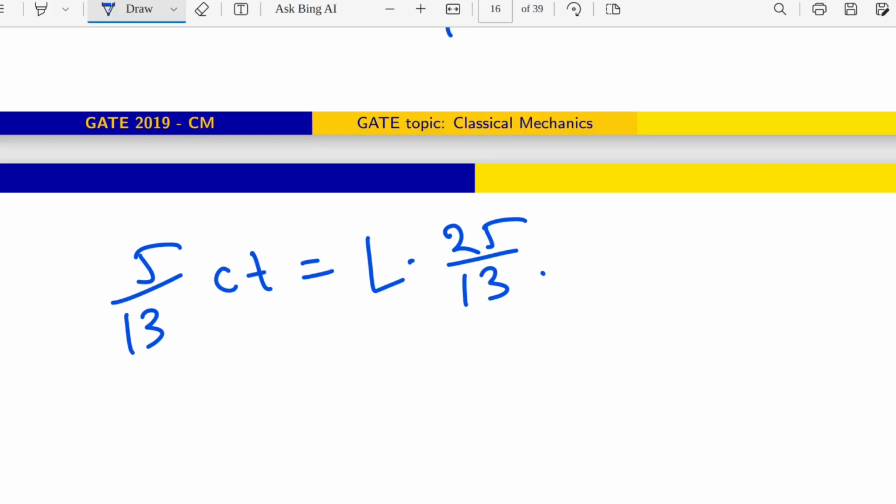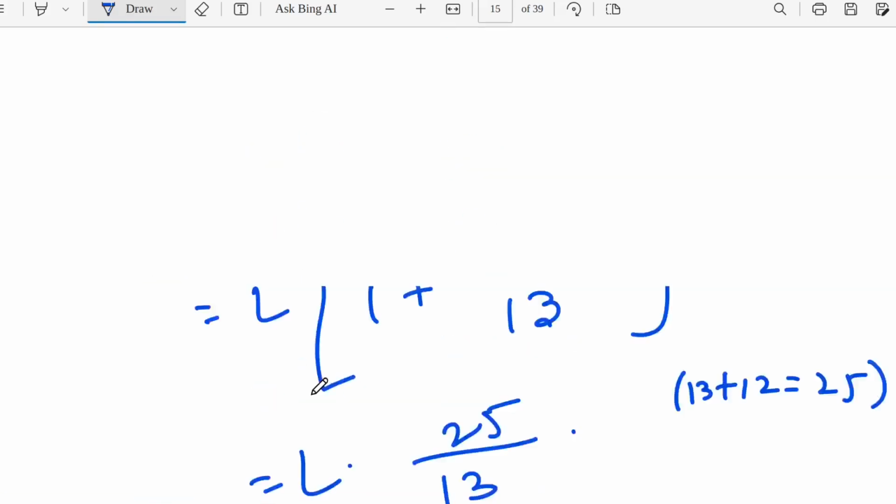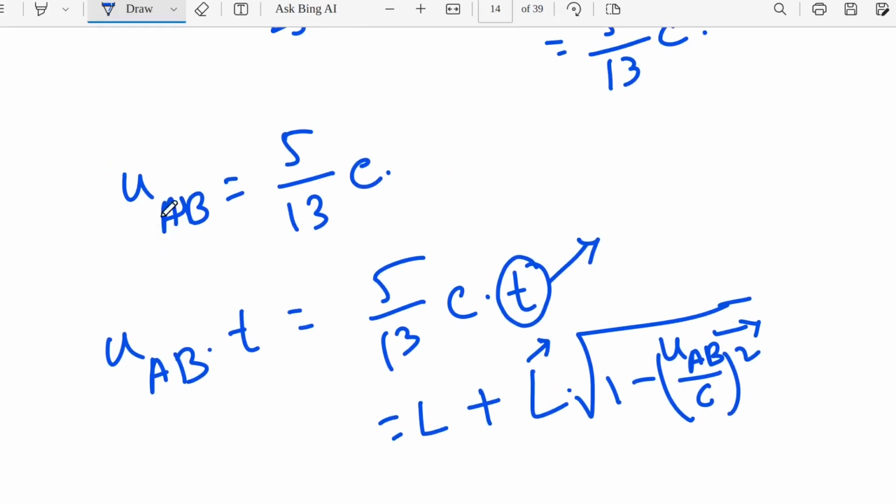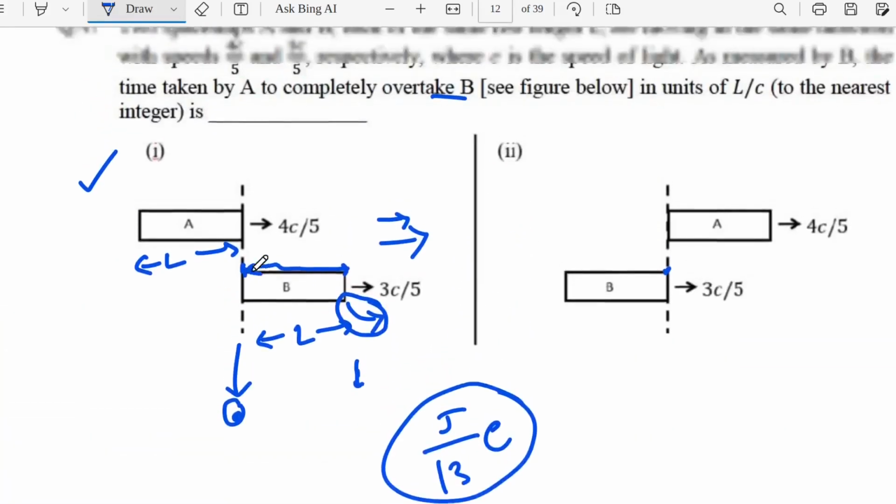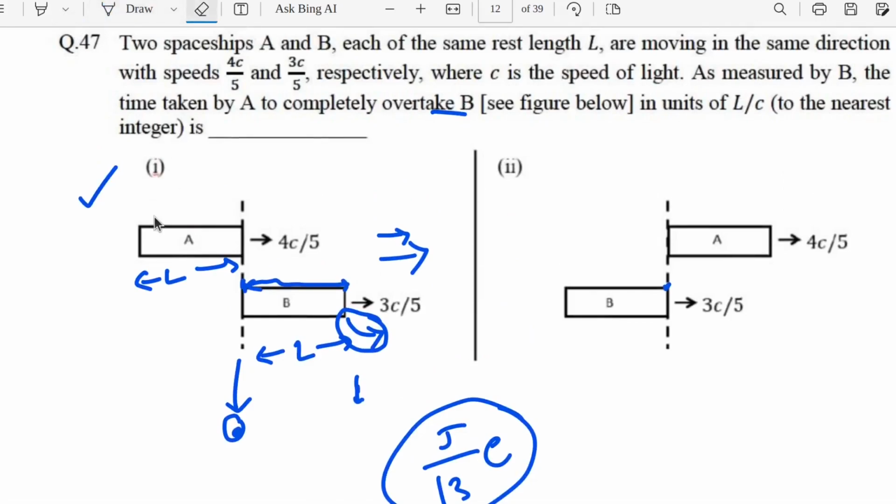No, I don't understand how you arrived at this equation. Can you explain? Okay. Did you understand what UAB is? UAB is nothing but the relative velocity. I am just going to clear this picture. I have done so many things here.